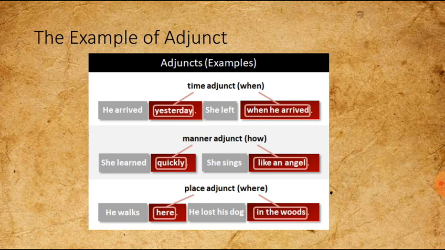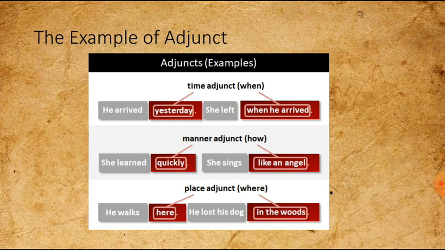The second is manner adjunct. She learned quickly. She sings like an angel. So this is about how something is going on, about the manner, how she learned quickly.